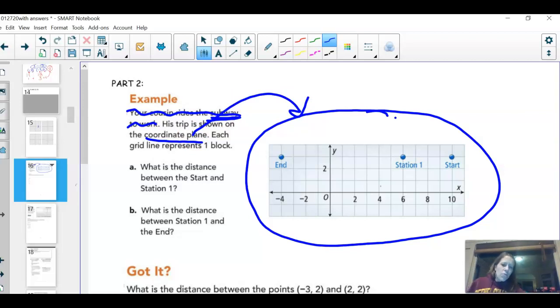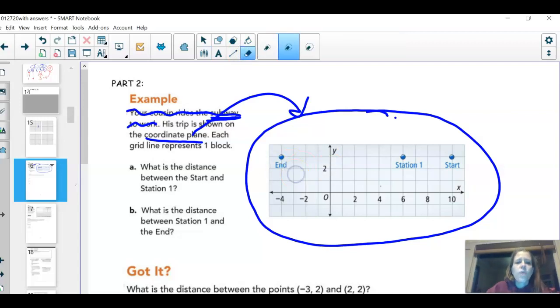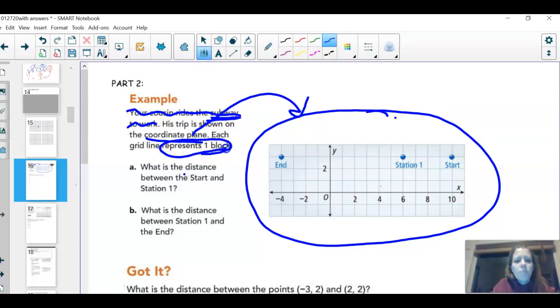Each grid represents one block, okay? So this is 1, 1, 1, 1, uno, uno, uno, uno, okay? That's all that's telling me. So I want to know, what is the distance? So let's look at what's important. So each one is one block. Ese es importante. What is the distance, que es la distancia, between the start and station 1?